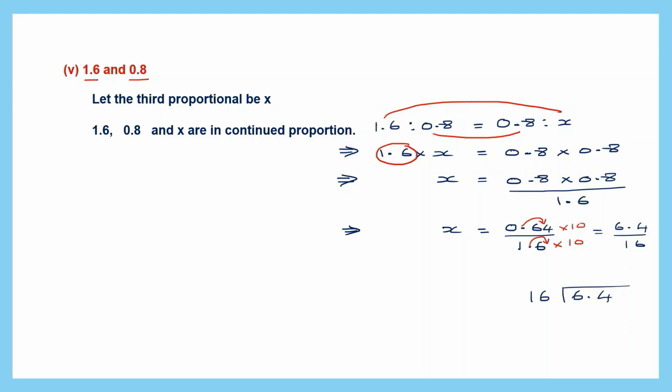The first number is 6, which is smaller than 16. So we put a 0 and carry that point up. Now our number is 64. 16 4s are 64. So minus, we get 0. So we have found the value of x, and x is 0.4. Let's write that down here: x is equal to 0.4. And what is x? x is the third proportional. So our third proportional is 0.4.